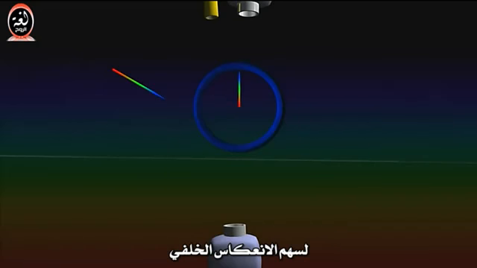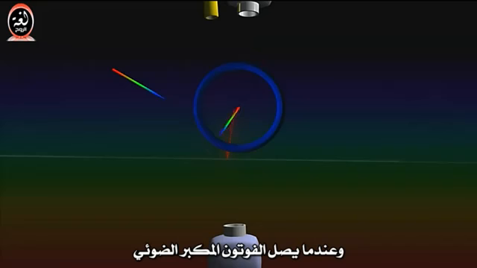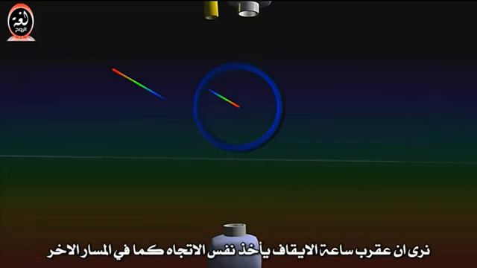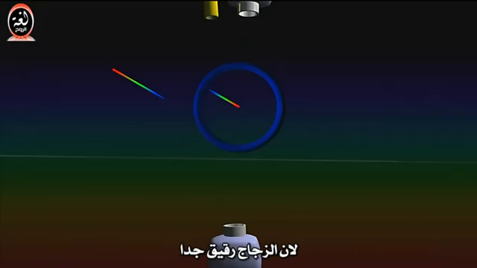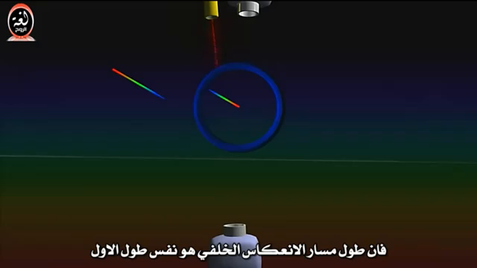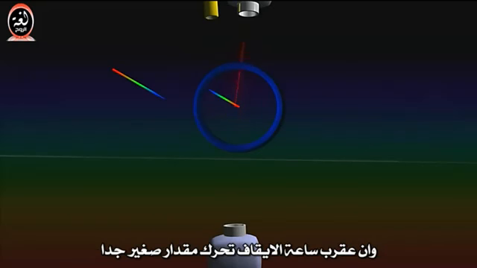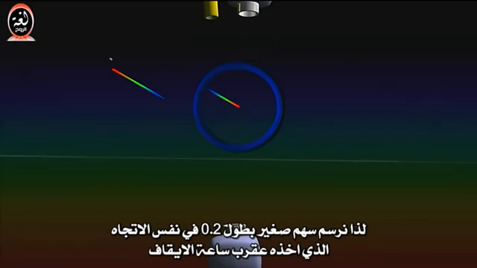For the back surface reflection arrow, we repeat the procedure. And when the photon arrives at the photomultiplier, we see that the stopwatch hand is pointed in almost the same direction as for the other path. Because the glass is so thin, the back reflection path is about the same length as the first, and the stopwatch hand has turned only a tiny bit more. So we draw a little arrow of length 0.2 in the same direction that the stopwatch is pointing.